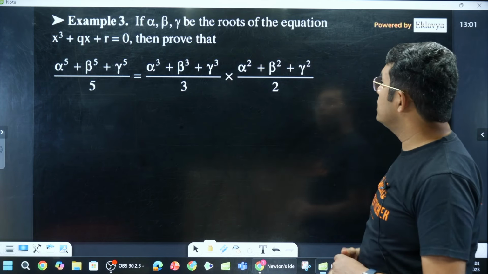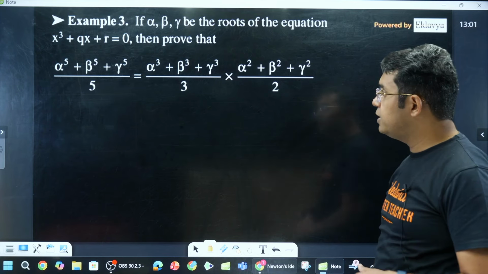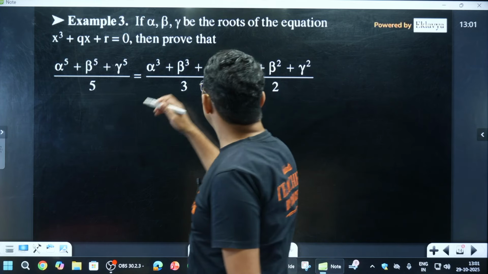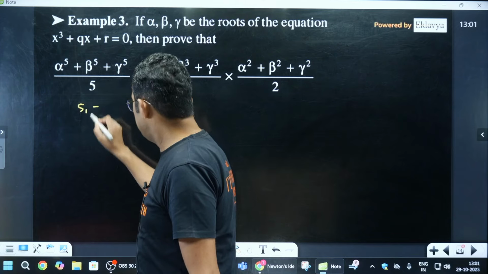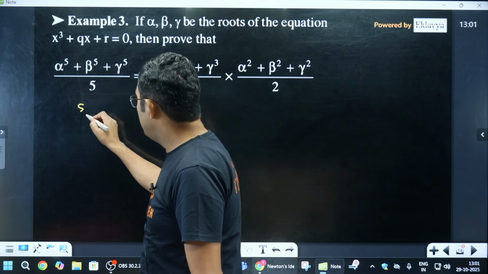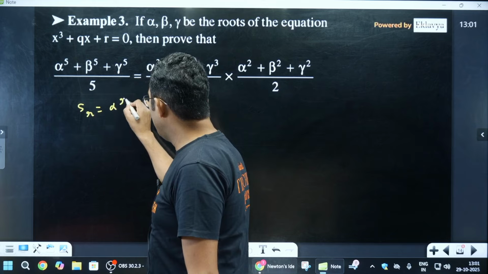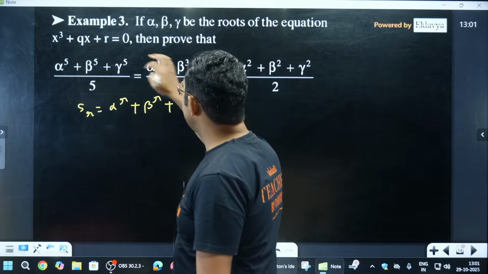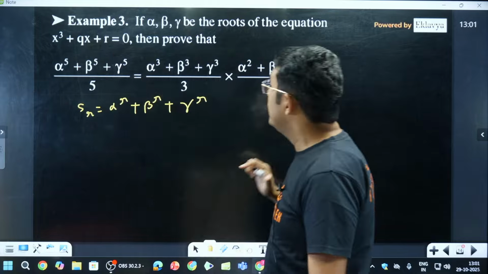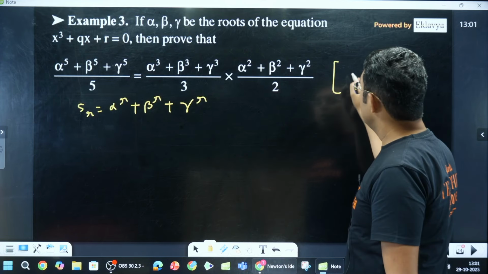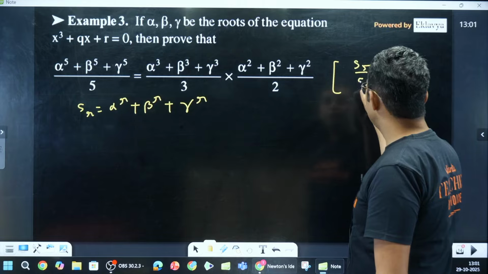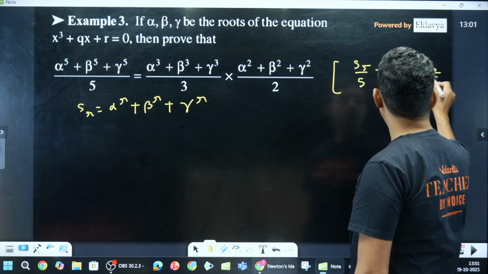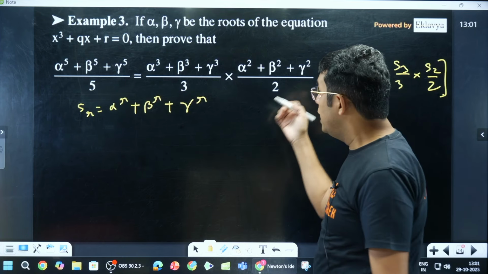So alpha, beta, gamma are the roots of this equation. That's a very famous question. You must have done this before. Now I will do this question with the help of Newton's identities. Let me define SR as alpha power R plus beta power R plus gamma power R, where alpha, beta, gamma are the roots of this cubic. Now we are looking to show that S5 upon 5 is equal to S3 upon 3 into S2 upon 2. So that is the question. Let us see how we can do it.